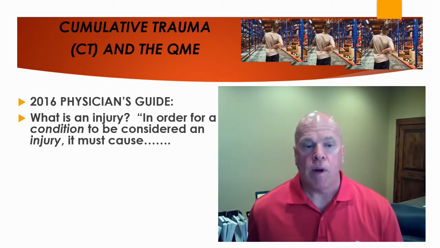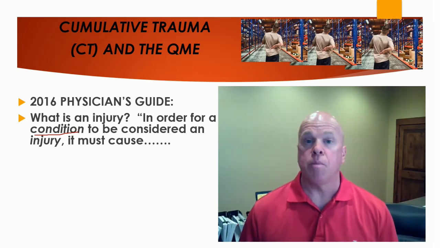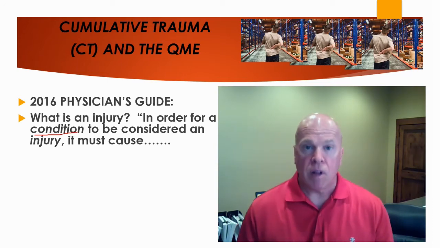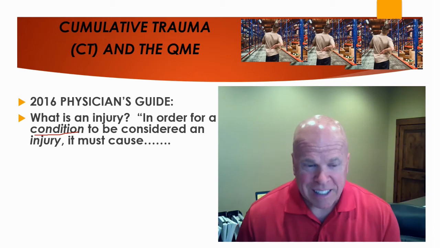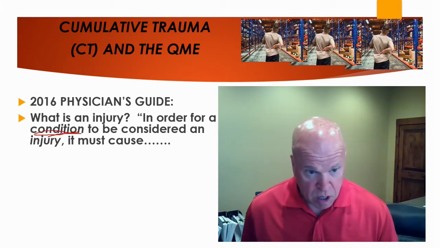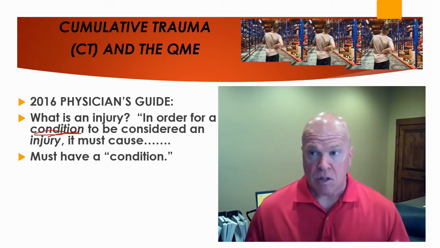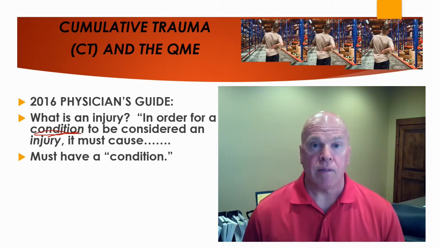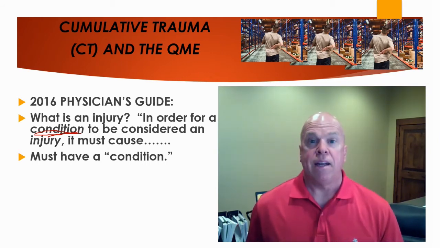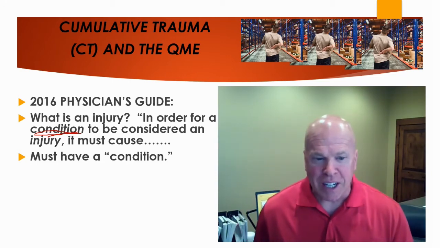It tells us that in order for a condition to be considered an injury, it must meet, and here comes some criteria that a condition must have for that condition to rise to the level of an industrial injury. So before we get to the criteria, let's focus in here on the condition. This is critical for us to understand. So in order for an employee, a claimant, an examinee to qualify as an industrial injury, as having an industrial injury, they must first have a condition. According to the 2016 Physician's Guide, it says in order for a condition to be considered an injury, there are a couple criteria. So there must first be a condition. There must be a condition.